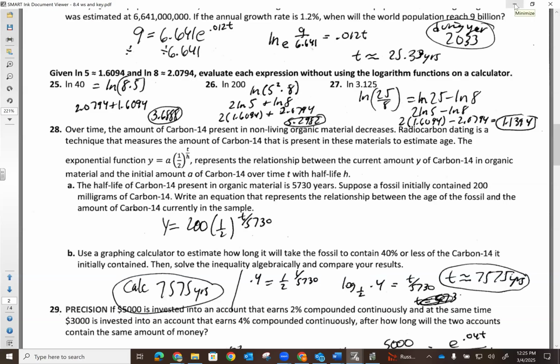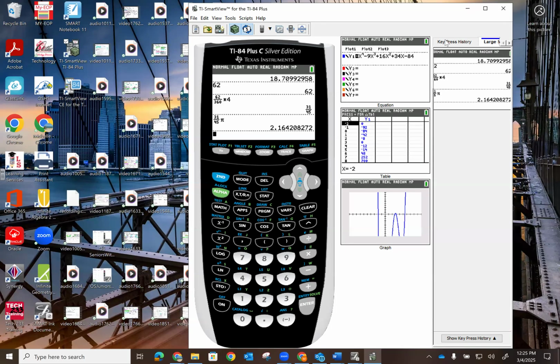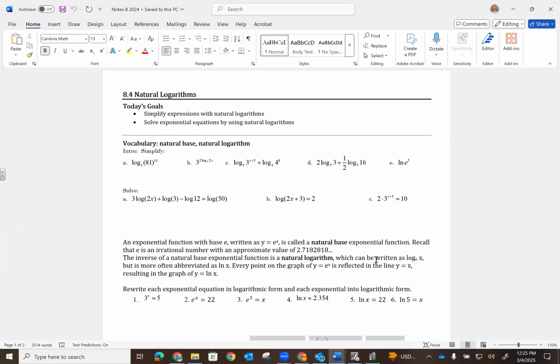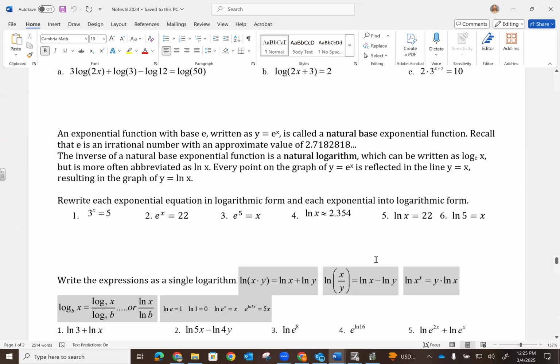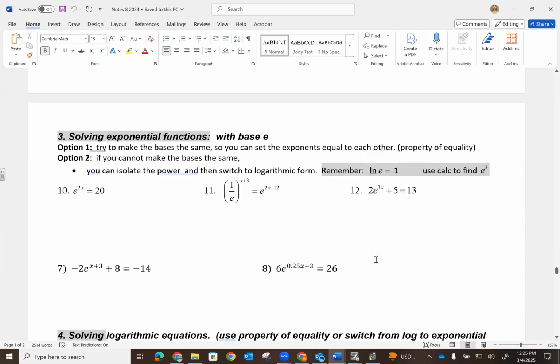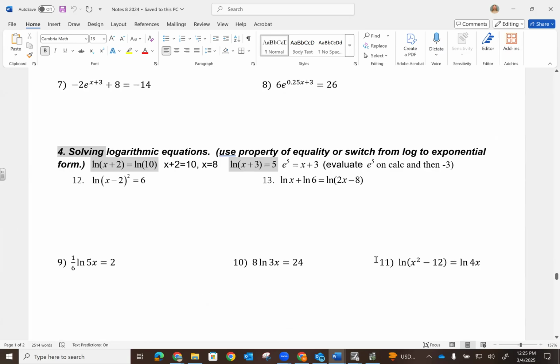So let's get out our homework, our notes. Does anybody have questions about this so far? Okay, so let's look at our notes. We talked about natural logarithms yesterday, and we basically said, let's rehearse our logarithm skills. Let's practice switching forms, using the properties, solving exponential and then solving logarithmic. And we got through about here on the notes.